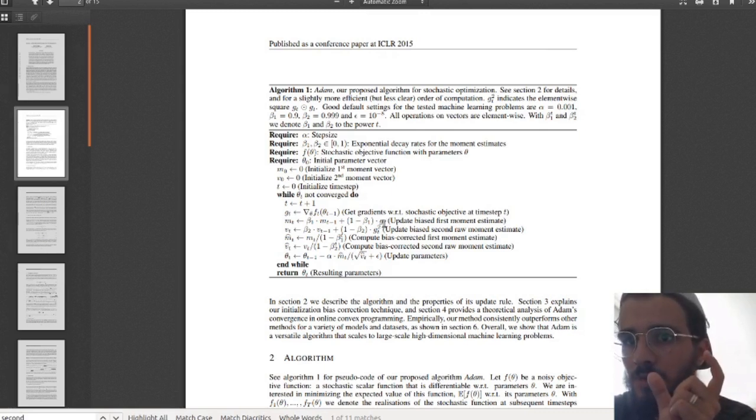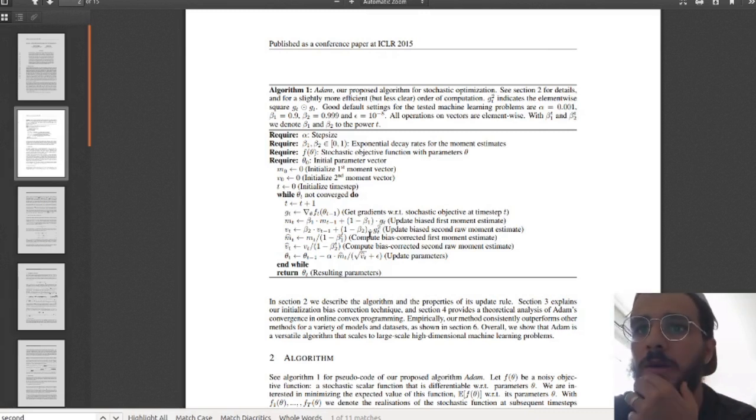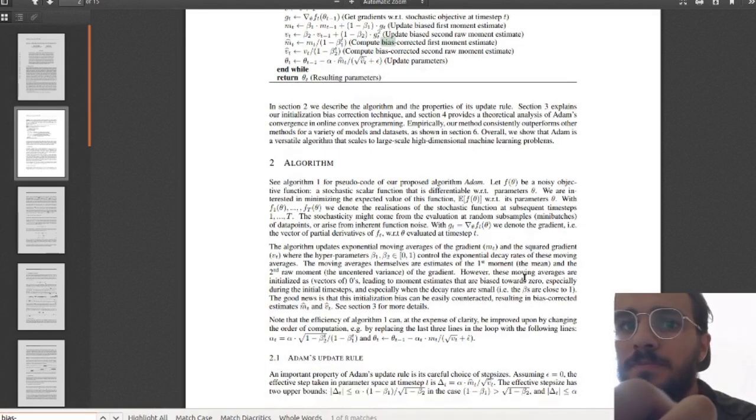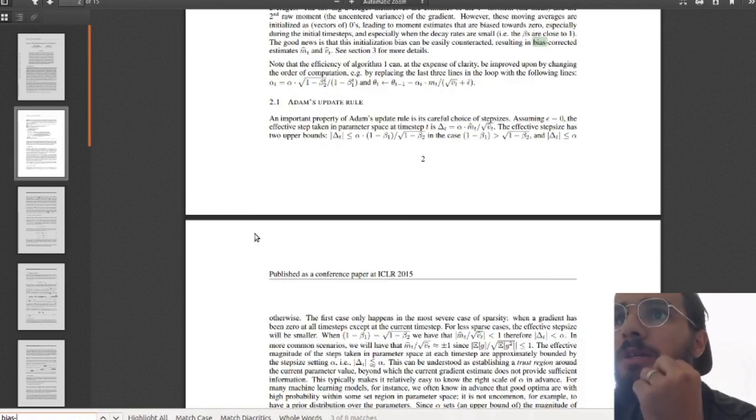This is the first moment. Exponent 2, that's the second raw moment that they call it. And then here, they're bias corrected for the first and the second one. I think they need to do that. So, bias. Why are they doing a bias correction?